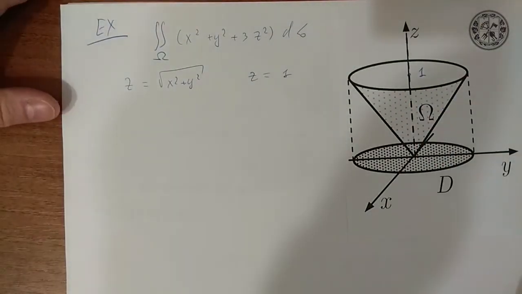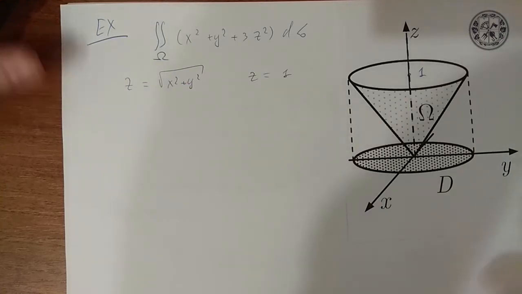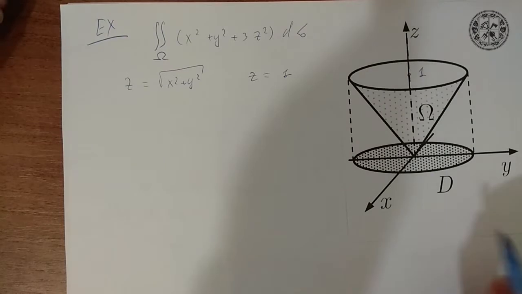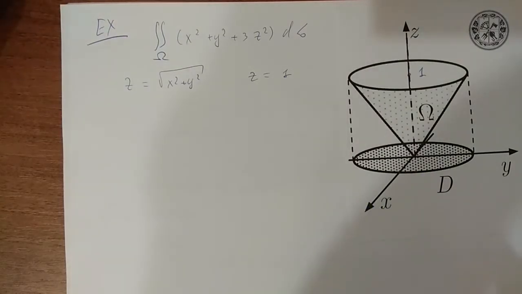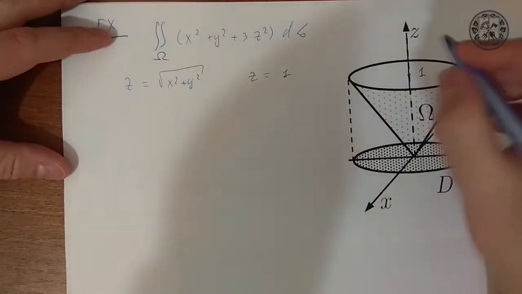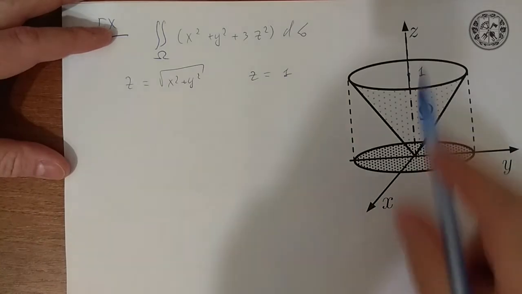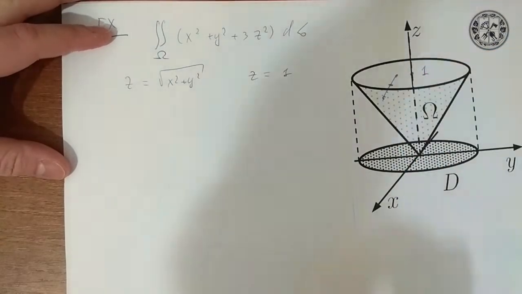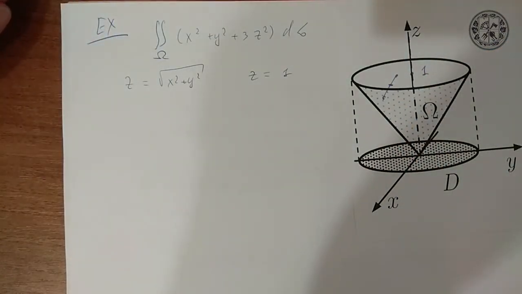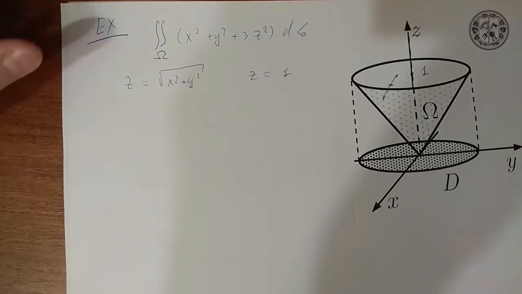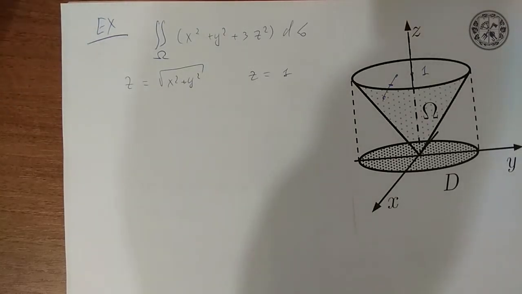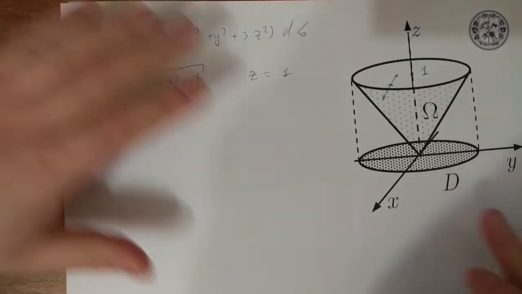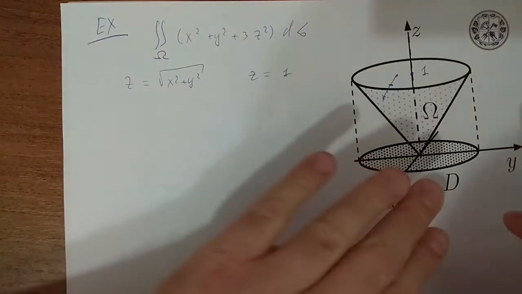Now, to calculate the surface integral, we have to project it on the plane OXY. Why on OXY? Because if we try to project, for example, on OYZ, we'll have 2 points projected onto the same one point. So we would have to split this cone into 2 pieces, then project each one of them, and after that calculate integrals. But we can project it as a whole on OXY.